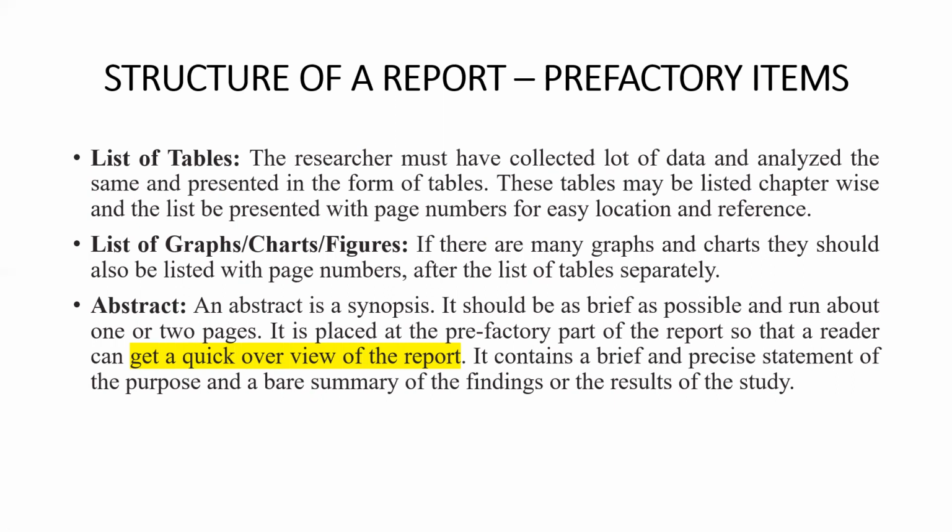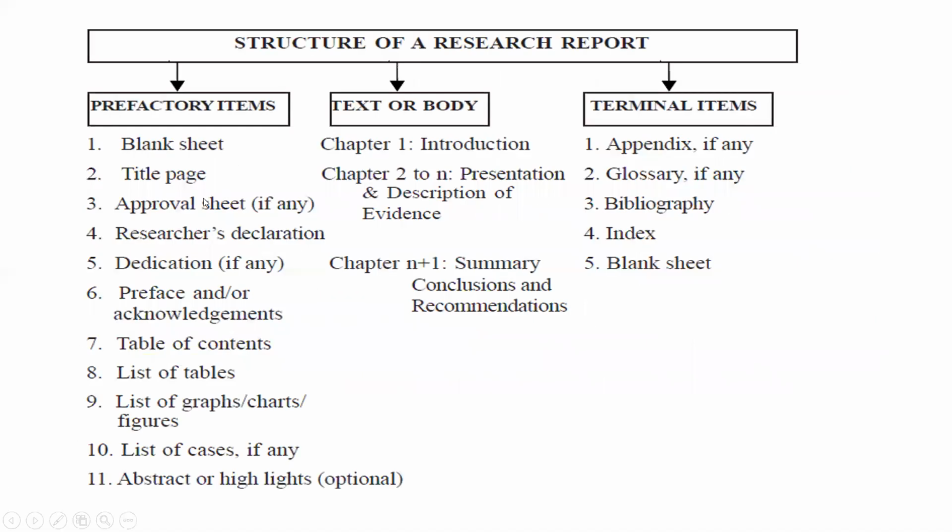It contains a brief and precise statement of the purpose and a bare summary of the findings and results of the study. So what does the abstract contain? It contains a brief and precise statement of purpose: what are your objectives, what is the need of carrying out this research, and the summary of findings and results. So these are all the items under prefatory items. Prefatory items are the first part of the structure of the report.